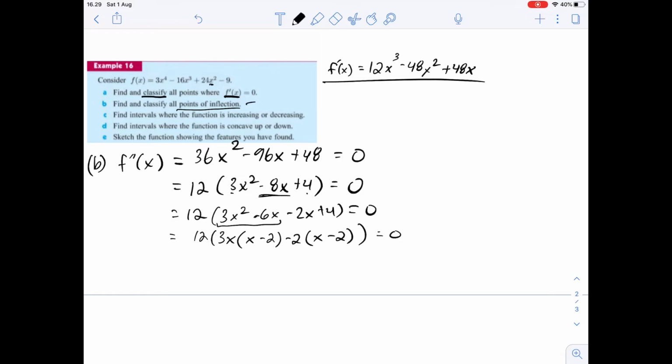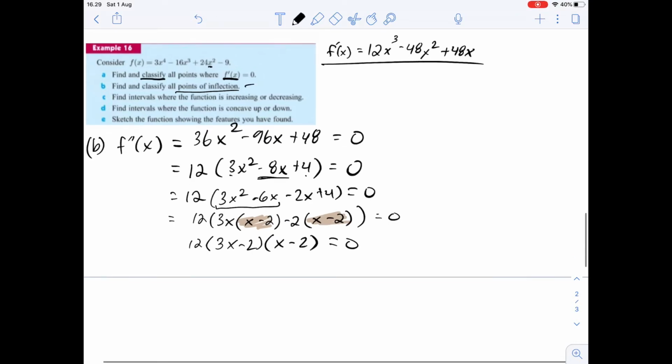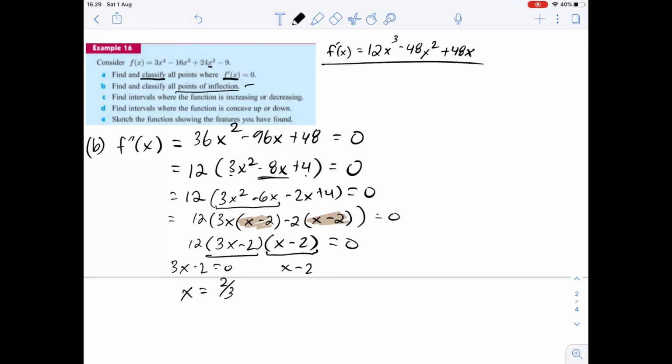Equals 0. And notice that now these two terms both have an x minus 2 in them. So I can factor this like such: 3x minus 2 times x minus 2 equal to 0. And you can see that if we set this one equal to 0, 3x minus 2 equals 0, you get x equal to 2/3. If I set this one equal to 0, you get x equal to 2.